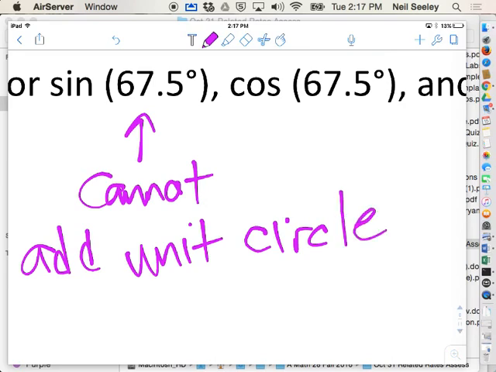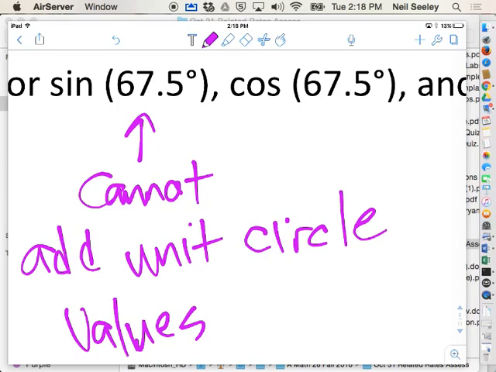I heard something. 135, what would you do to 135? Cut it in half. 135 divided by 2. And that's kind of cool because we know what to do when we have something divided by 2 and it's inside sine, cosine, or tangent. We just did it. We have a way to rewrite it.